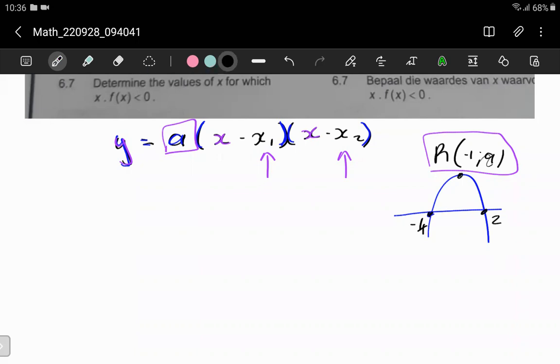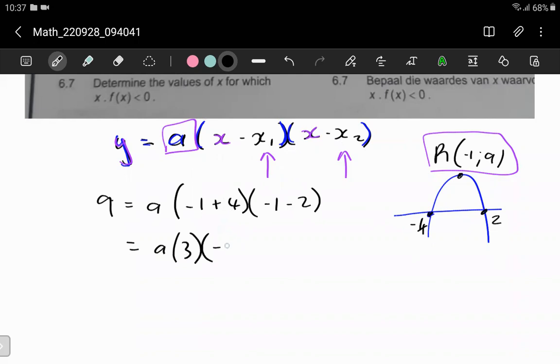9. Where a is, that's open. Where x is, you're going to put negative 1. Where x1 is, you're going to put negative 4, so it will be a plus 4 here. And then here, you're going to put negative 1 minus positive 2. If you simplify this, negative 1 plus 4 is 3, and then this is negative 3, and this is negative 9a.